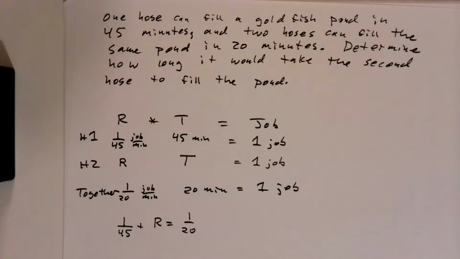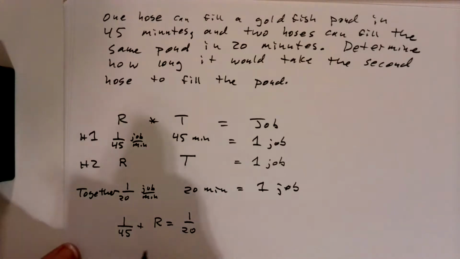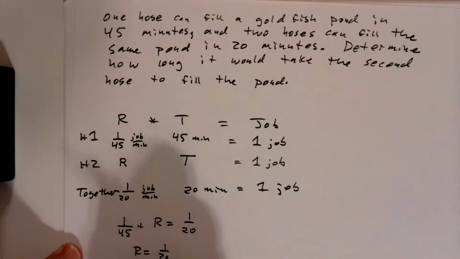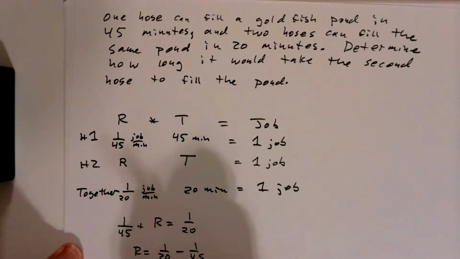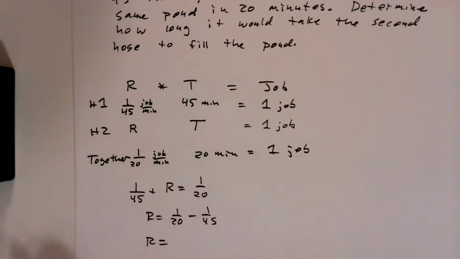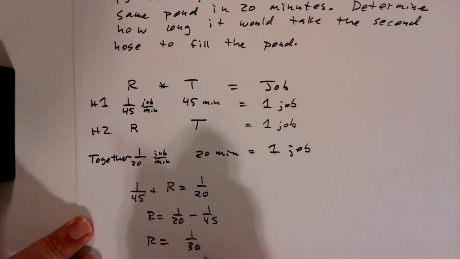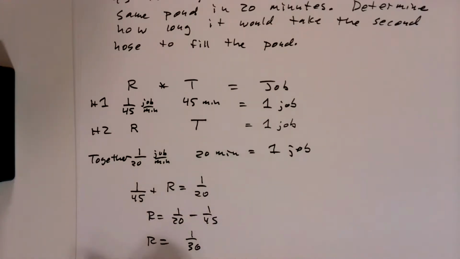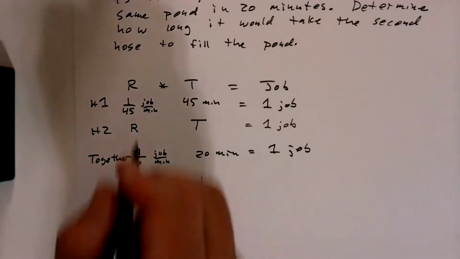So I've got to figure out how to handle those. So R would be 1/20th minus 1/45th. R is 1/20th minus 1/45th, and we get 1/36th. So the second hose does 1/36th of a job per minute.